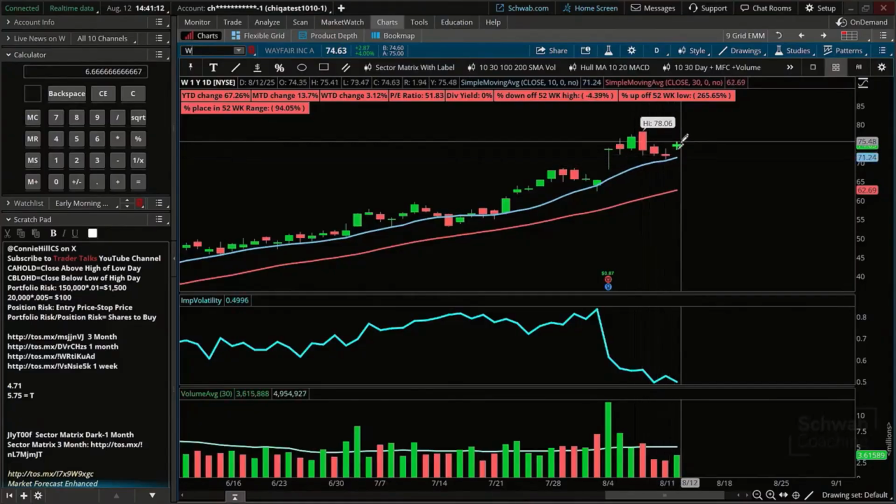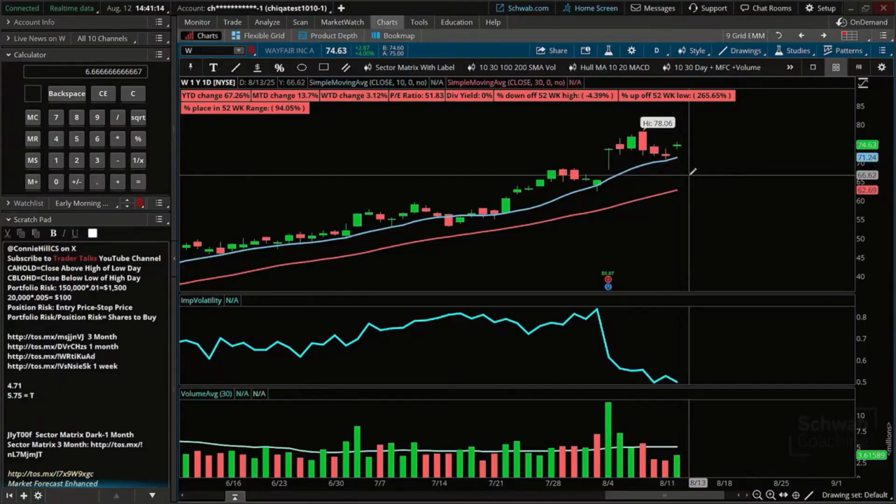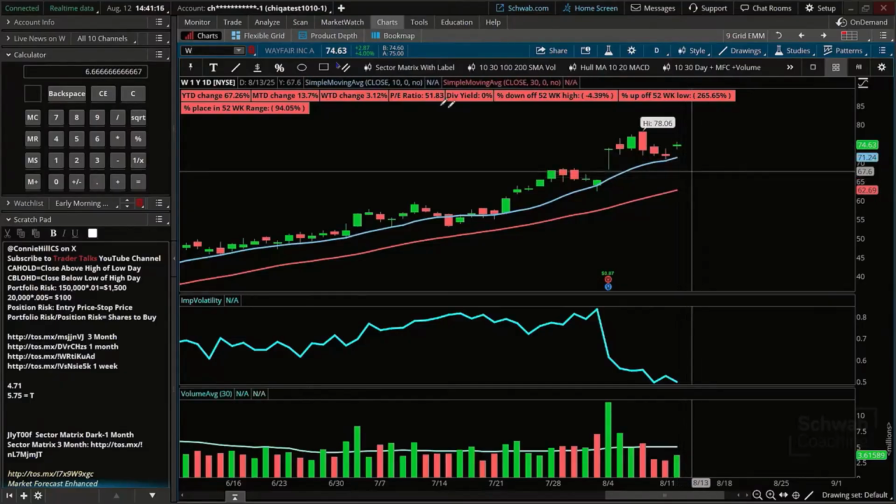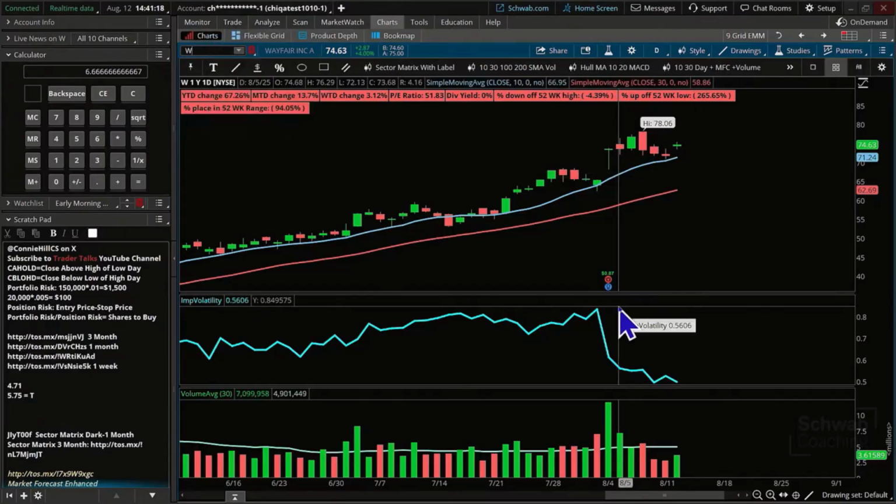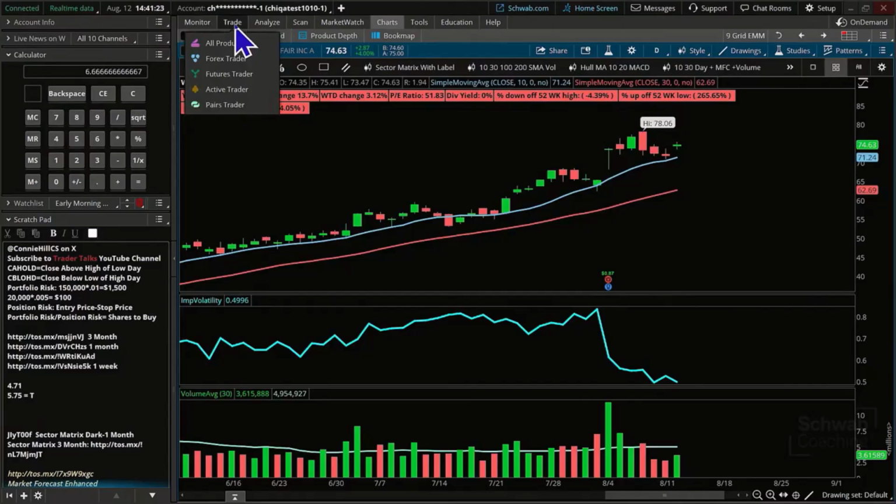Looks like maybe it was just bouncing up off the 10-day moving average here today. So, some traders might like that for a bullish entry. On this particular one, let's go to the trade tab.